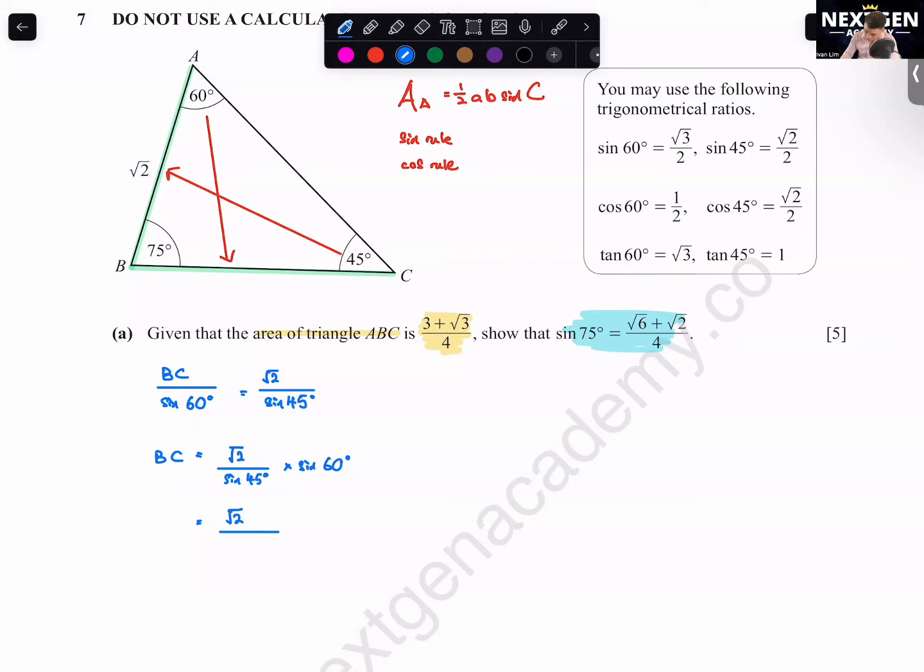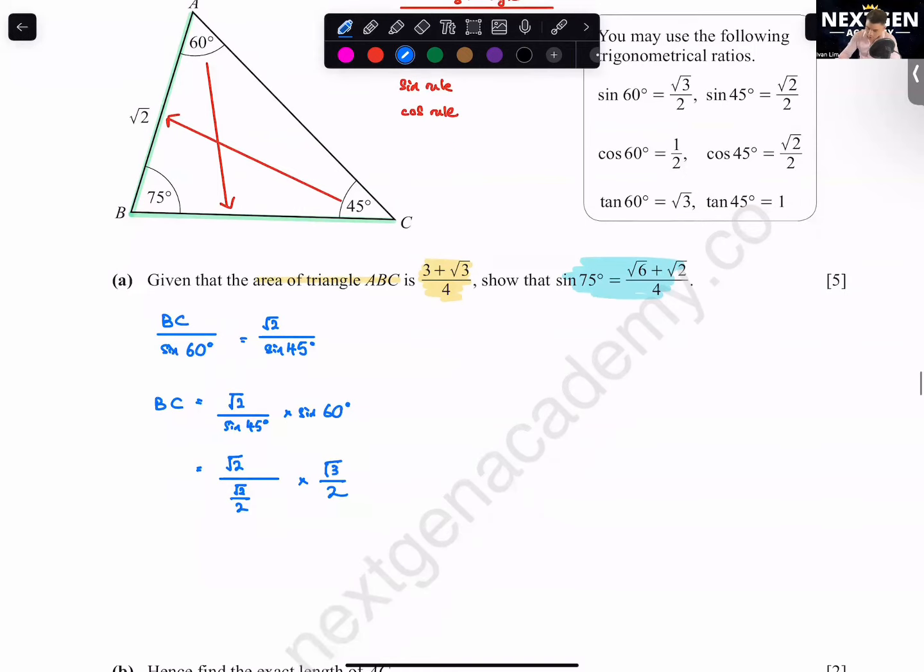So sin 45 is √2 over 2, times sin 60, √3 over 2. How can we simplify this part here? √2 divided by √2 over 2 is √2 times 2 over √2, which equals 2. The √2 and √2 cancel off. So it's 2 times √3 over 2, which gives BC as √3. Okay, so I got BC already.